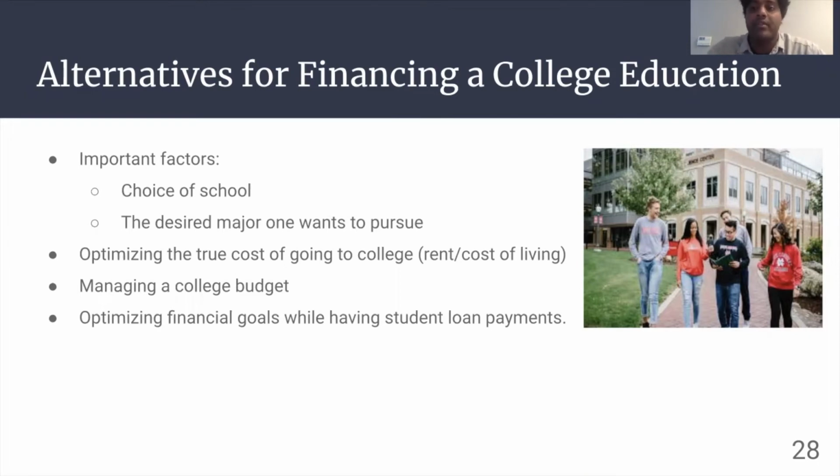Other things that are important to look at are optimizing the true cost of going to college. That includes your rent, your cost of living, depending on if you're in a city or a college town, stuff along those lines, and including your tuition. Managing your college budget and optimizing your financial goals while having student loan payments.